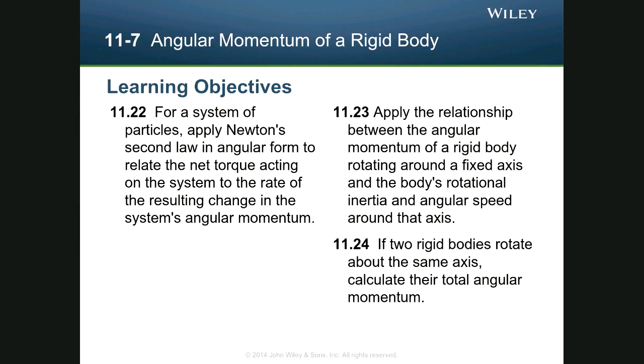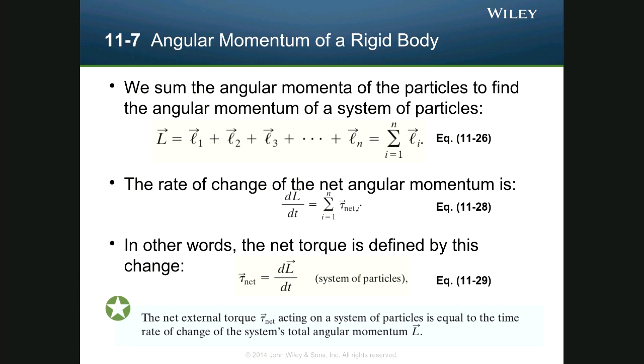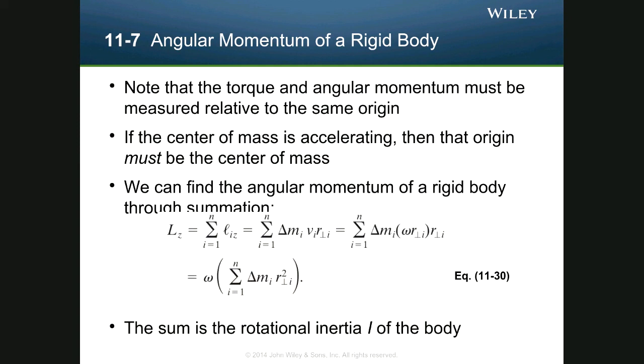So now we want to get to angular momentum of rigid bodies. We can sum the angular momentum of particles to find the angular momentum of systems of particles, just like we had before. You'll notice that we go from a particle notation of these script L's to a big L for a system of particles or a rigid body. And the net torque is just the time derivative of the total angular momentum of the system, which is just the sum of the angular momentums of the individual particles. So this is very much just a statement that what you can apply to one carries over to the whole.